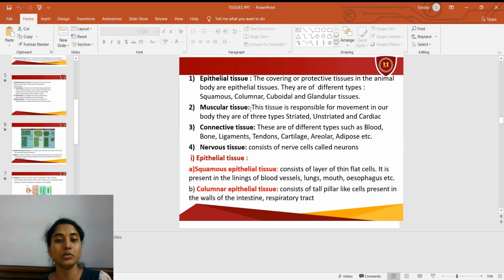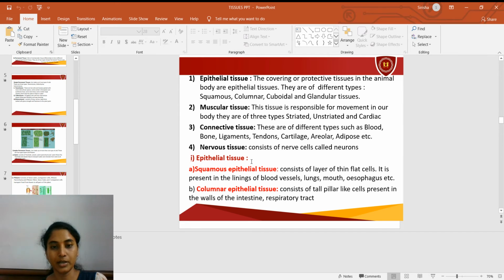Next are muscular tissues. This tissue is responsible for movement in our body. They are of three types: striated, unstriated, and cardiac, depending on their location and structures. Connective tissue is of different types, such as blood, bone, ligaments, tendons, cartilage, areolar, and adipose tissues. Next comes nervous tissue. Nervous tissue consists of nerve cells called neurons.